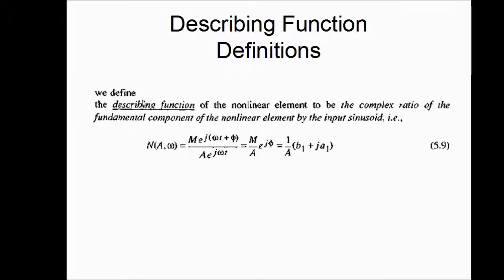So we've seen the definition of describing function. It is the complex ratio of the fundamental component of the nonlinear element output and the input sinusoid. So this is the describing function. It works out to be 1 over a multiplied with the complex number b1 plus ja1.